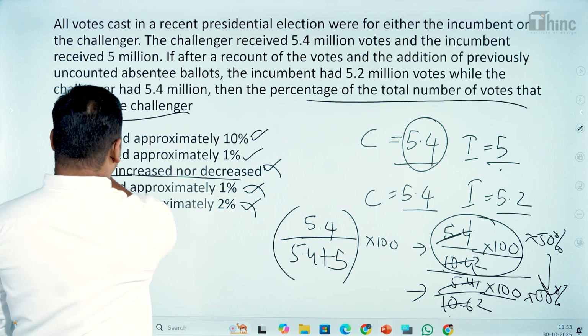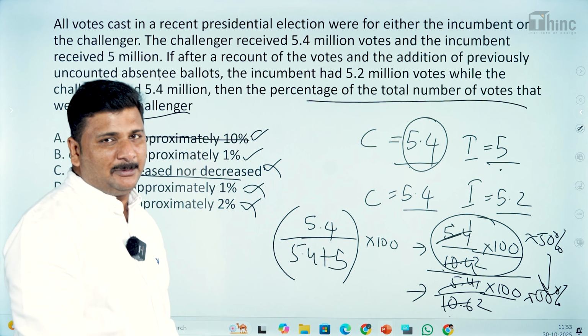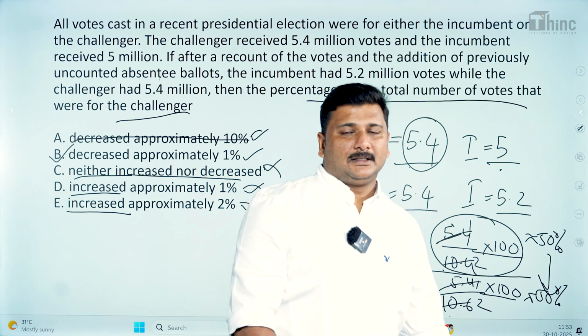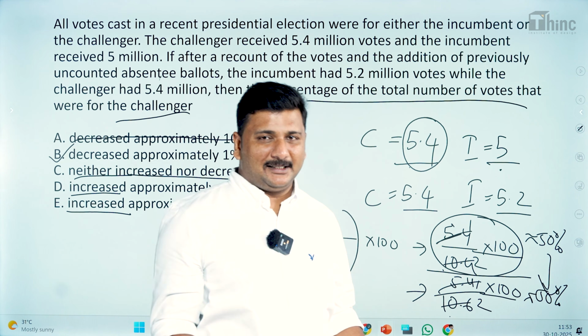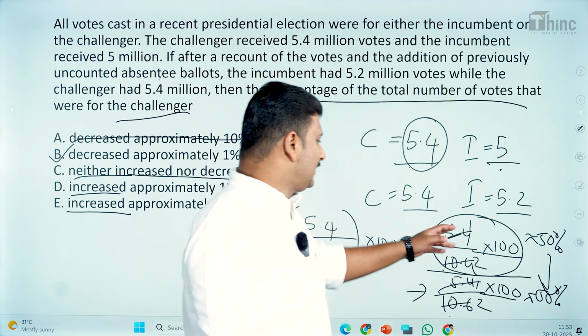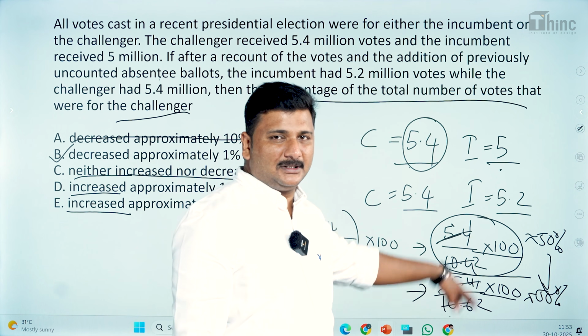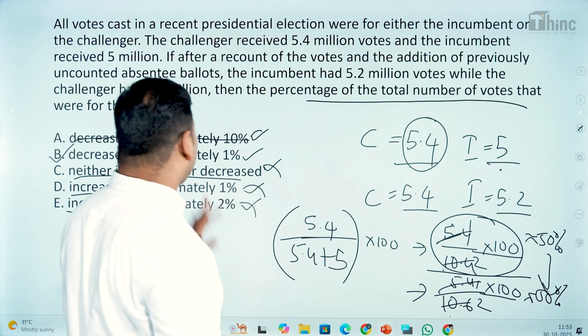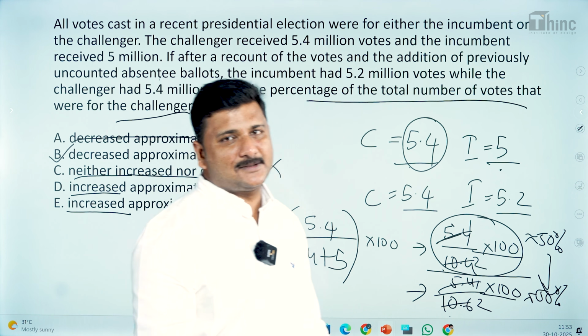There is no chance that there is a decrease of 10%. We can eliminate that also. So obviously option B will be the correct answer. So basically speaking, there is no need of calculating this question. We can actually say that there is a slight decrease happening because we are dividing the same number with a higher number. So obviously the value will decrease. It's a very slight decrease only. So obviously option B, decrease by approximately 1%, will be the correct answer.